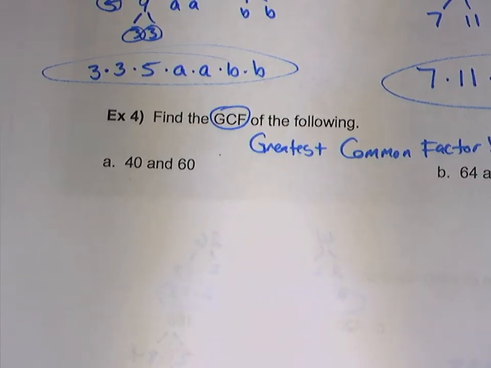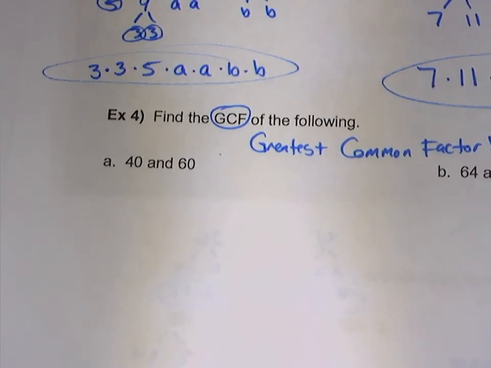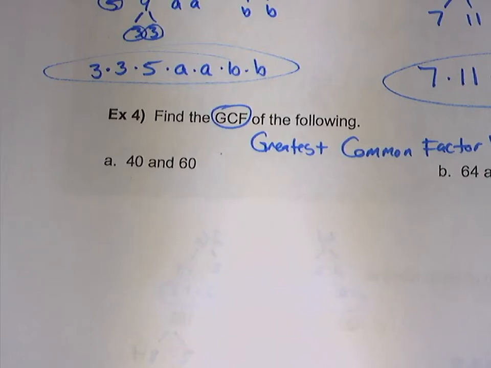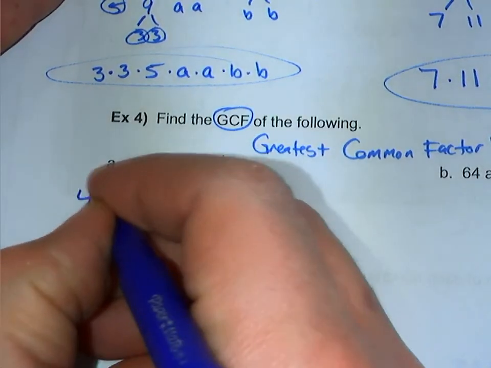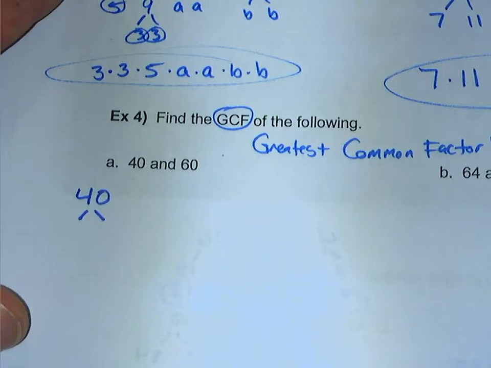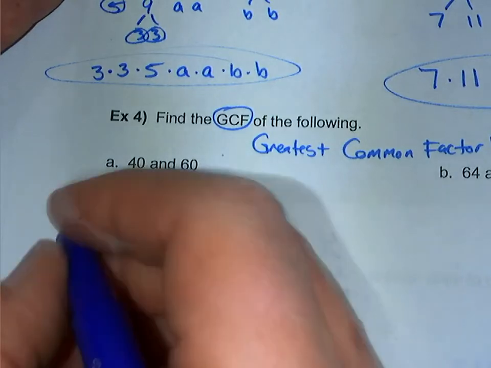Now some of you can look at 40 and 60 and kind of guess what is the biggest number that these two are divisible by. Who thinks they know what the biggest number that these two are factorable by or divisible by? Okay, 20. Now some of you it's easy to see right away, and some of you it's not. So this is how you do it if it's not crystal clear, but the GCF here is 20. How do you do it if you're not sure? Well, look at each number individually and break it down.